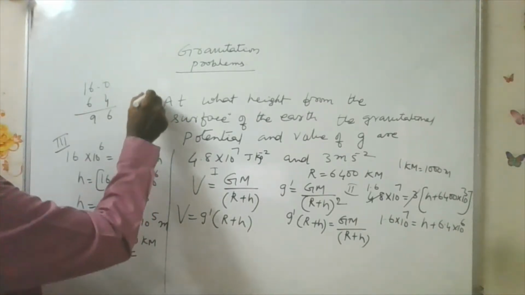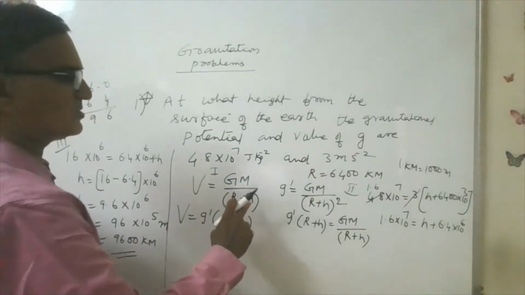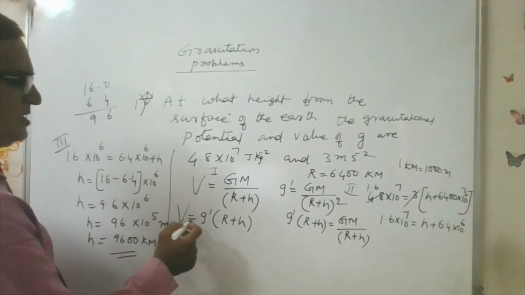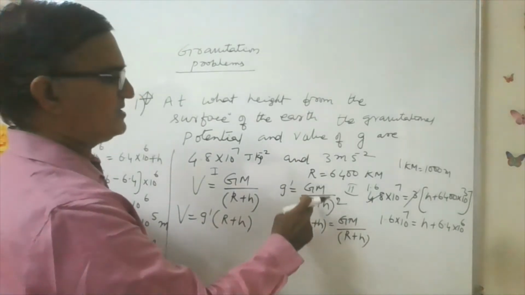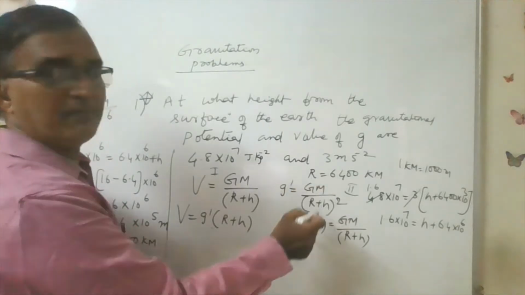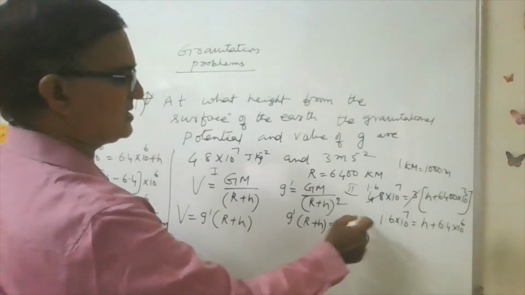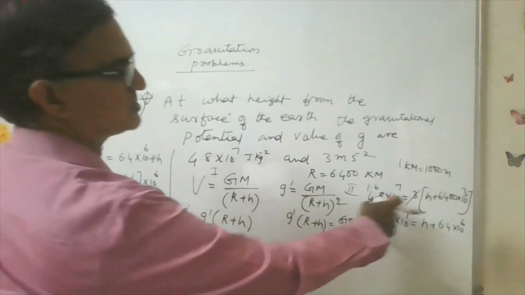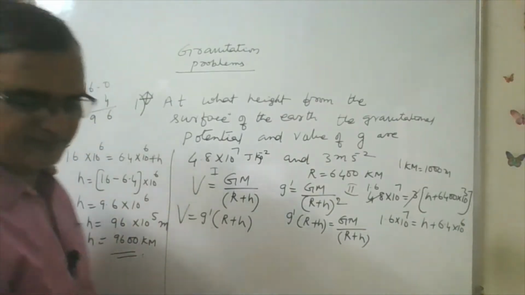Important problem. Gravitational potential is given by GM by R. Since you are asked to calculate at a height of H, here you get R plus H. V is equal to g dash into R plus H. At a height of H, g value is given: g dash is equal to GM by R plus H whole square. Now g dash into R plus H gives GM by R plus H. This value I am replacing with g dash into R plus H. So simplifying, you got 9,600 kilometers.